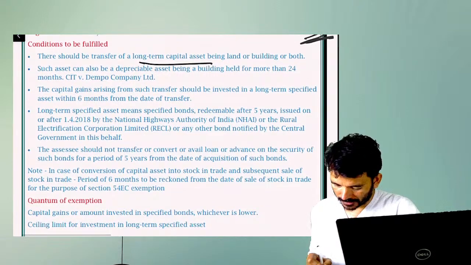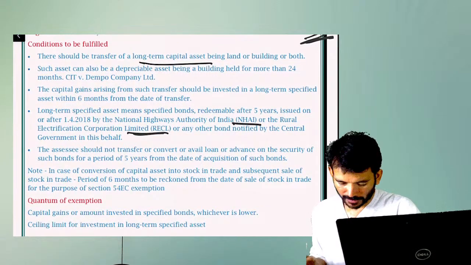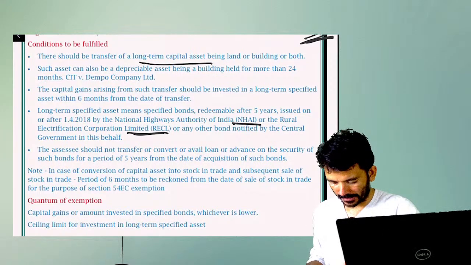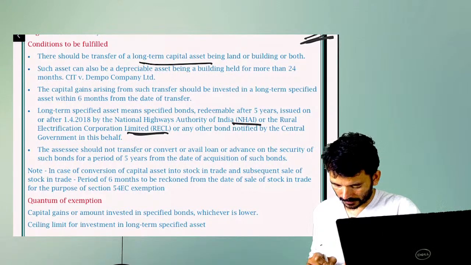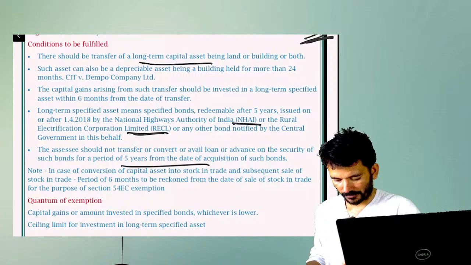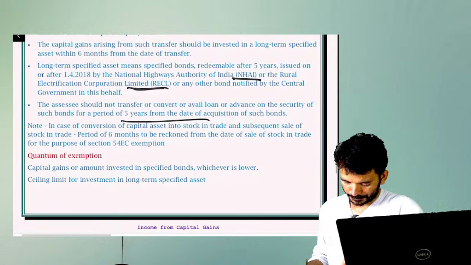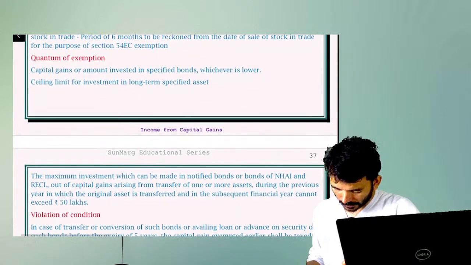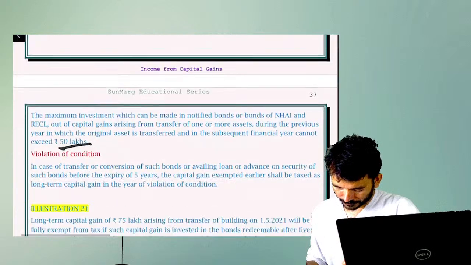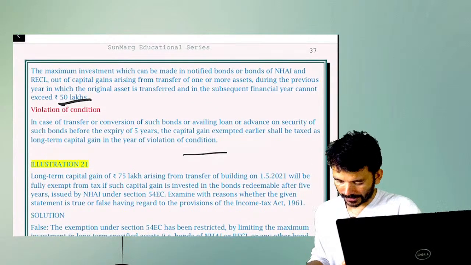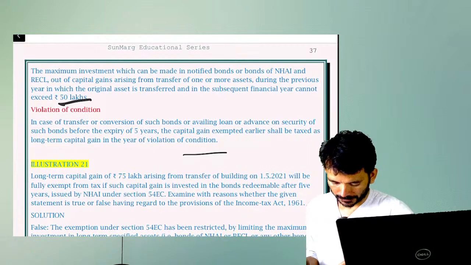And you can invest in NHAI, Rural Electrification Corporation, REC. These bonds you should not be transferring for 5 years, and if something like that happens, same treatment. But here the maximum is only 50 lakh. If you violate, again it will be taxed in the year in which you transfer it.